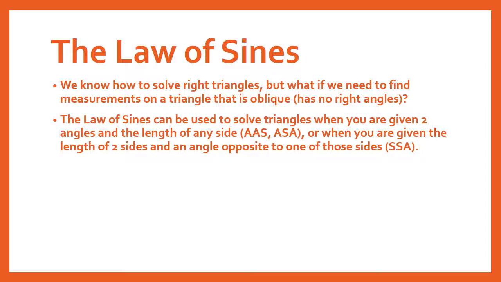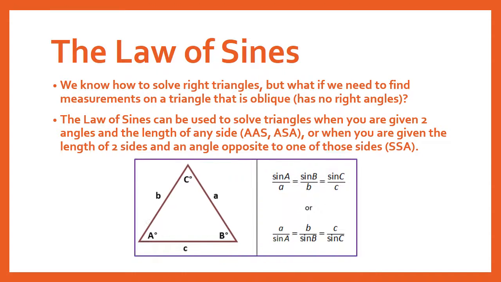You can also find it when you have two sides and the angle opposite to one of those sides, side-side-angle. Now, this is kind of a unique case. If you remember when you did congruences in geometry, you had angle-angle-side, you had angle-side-angle. You had side-angle-side, which we'll talk about later, but side-side-angle never worked, and there's a reason for that. We'll talk about that later.